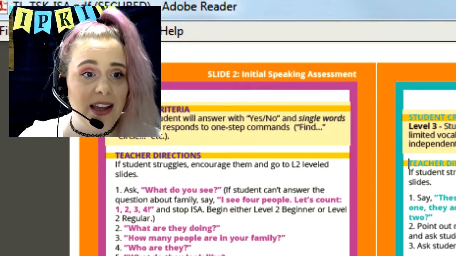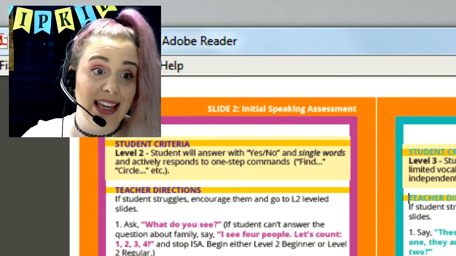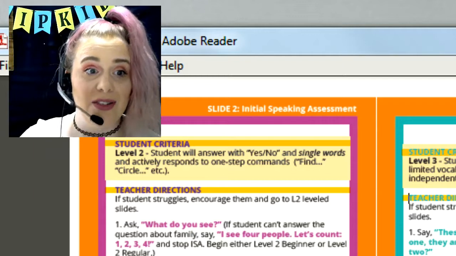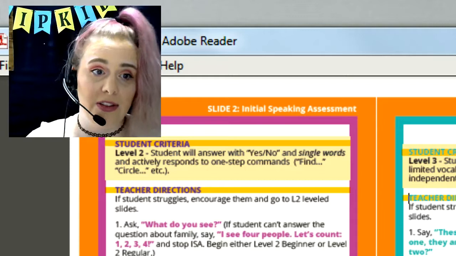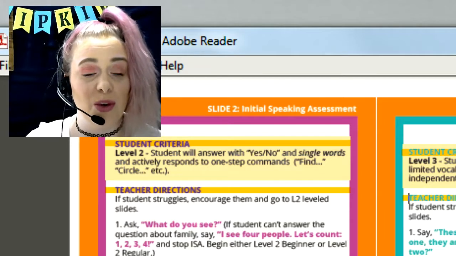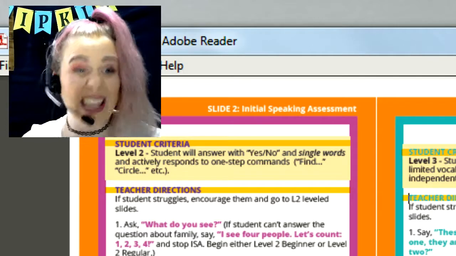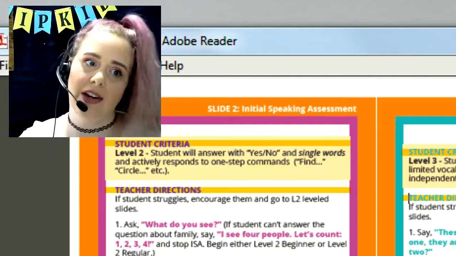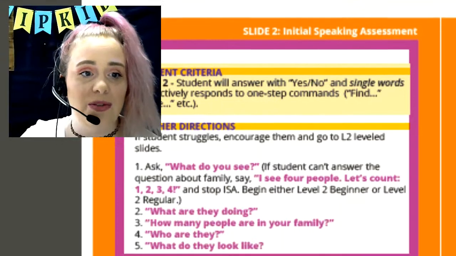Now, moving down, we see the student criteria. Now, the student criteria is what the student needs to meet to go to that level. So if the student does this during that first slide, you know that they are on level 2. Student will answer with yes or no and single words and actively responds to one-step commands. So if the student can do that, they're probably a regular level 2. If the student struggles with this, then you're going to start at level 2 beginner. So below that, we have the teacher directions.